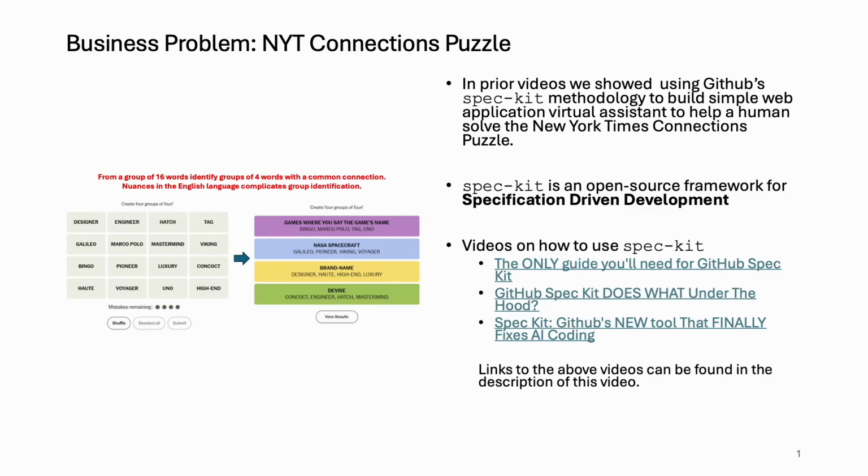This is the final video in the series where I've been using specification-driven development to build an AI assistant that helps a human solve the New York Times connection puzzle. Along the way, I've learned some valuable lessons about what it really takes to make a specification-driven approach work, especially when you're working with an AI coding assistant.